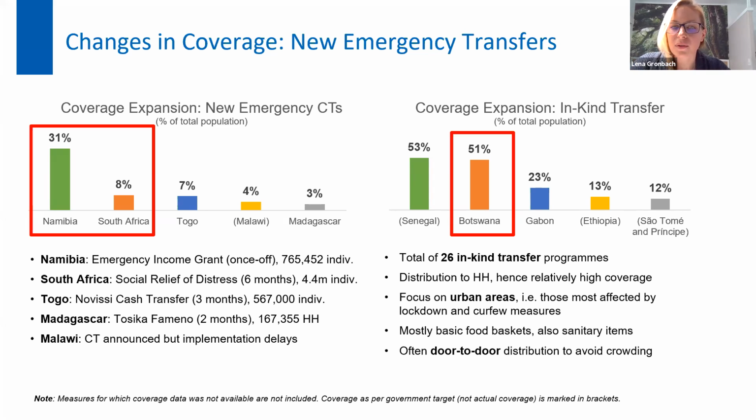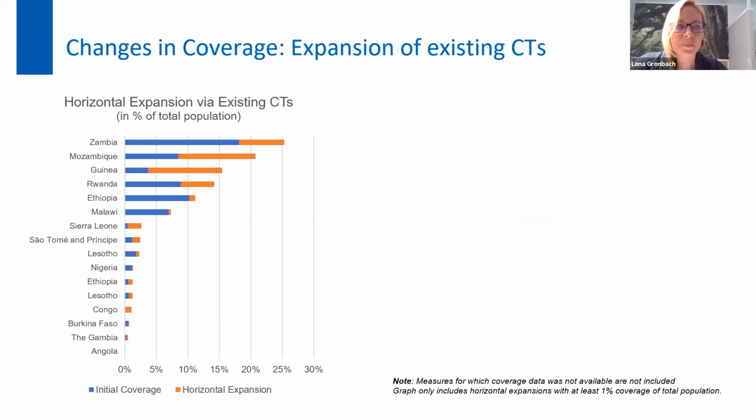And one of the things that we also noticed was that there's really a focus on urban areas, partly because many of the lockdowns were implemented in urban centers or around the capital. So obviously the focus of those mitigation measures was also in those areas. And in some cases also door-to-door distribution to avoid crowding and comply with lockdown regulations, also one of the features that we've seen here.